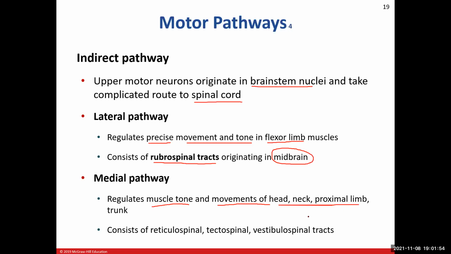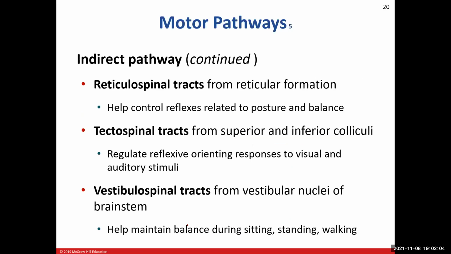There are three tracts that are part of the medial pathway: the reticulospinal, the tectospinal, and the vestibulospinal tracts. The reticulospinal should sound familiar, because this is where the reticular formation we discussed in chapter 13 comes into play. There are two components to that, a motor component and a sensory component. This is dealing with the motor component, which helps deal with reflexes involving posture and balance.